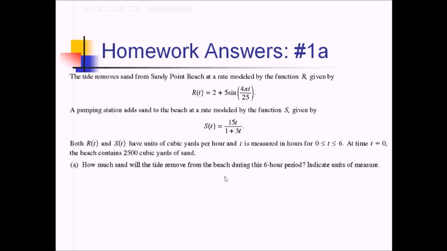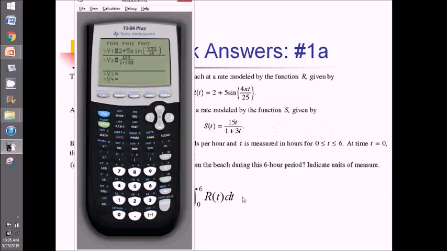Now coming back here, how do I figure out how much sand gets removed from the beach? Well, I have to take my rate of removal right here and integrate that over the period from 0 to 6 hours, because that'll tell me the total amount of sand removed. So I'm going to write integral from 0 to 6 of R of t dt. And for that, I do need to go on my calculator.